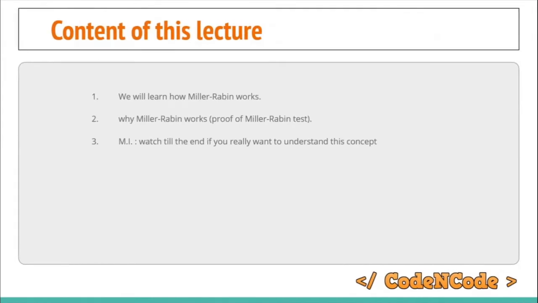Now, what is the content of this lecture? First, we'll be learning how Miller-Rabin actually works. Second, why Miller-Rabin actually works. Basically, we'll be studying the proof of correctness of the Miller-Rabin test. We'll also see why Miller-Rabin is considered better as compared to Fermat's primality test. And this is one of the most important things.